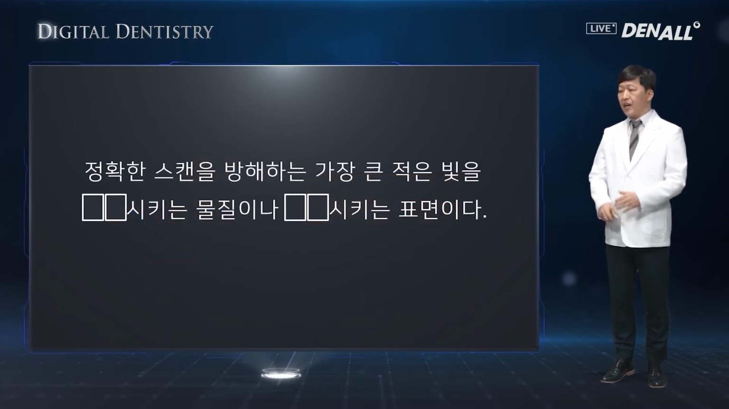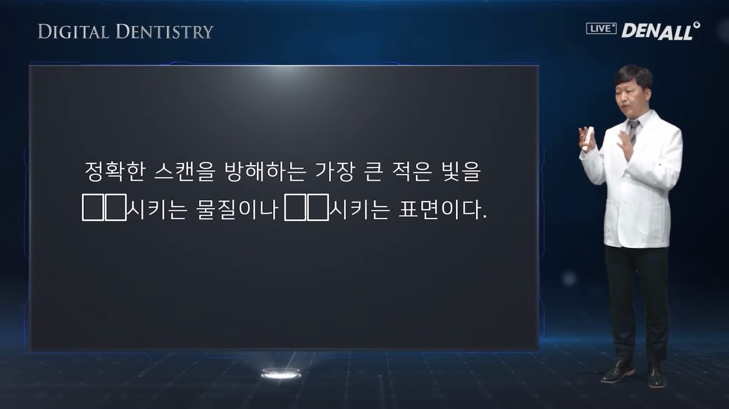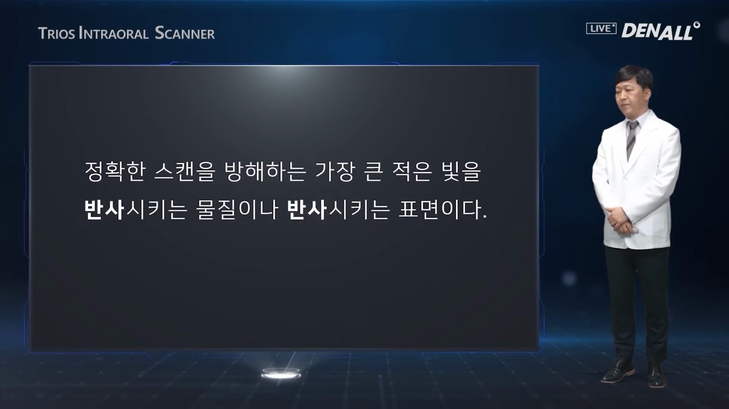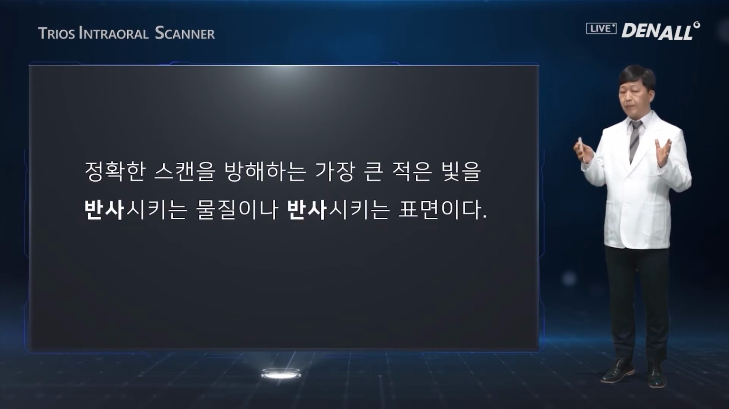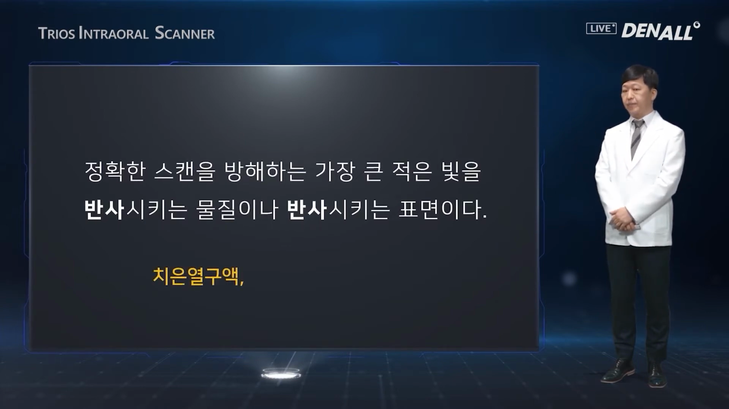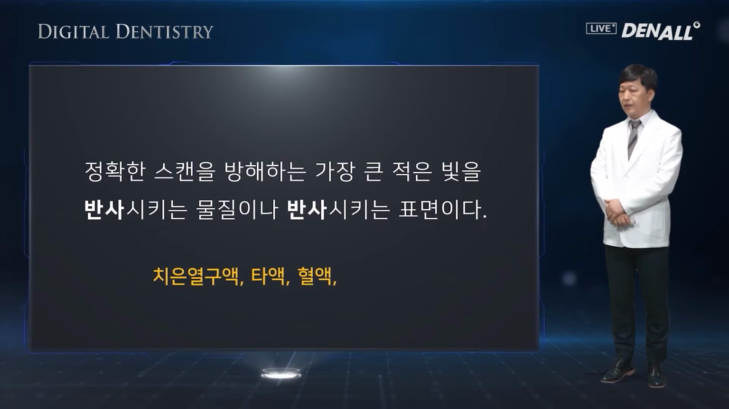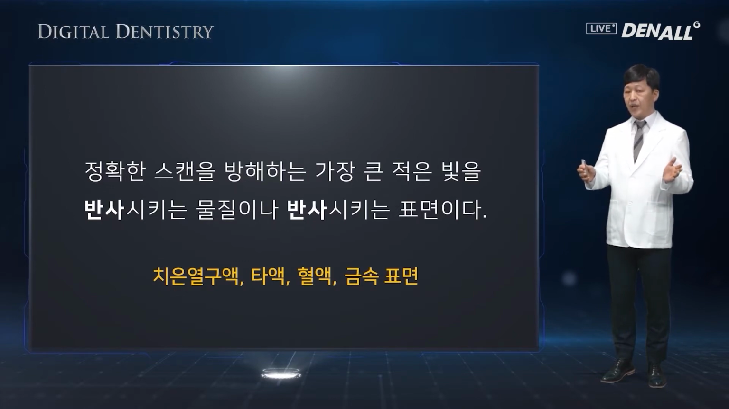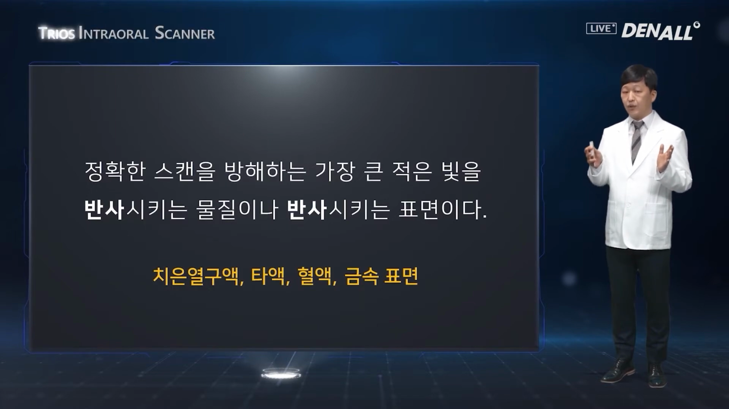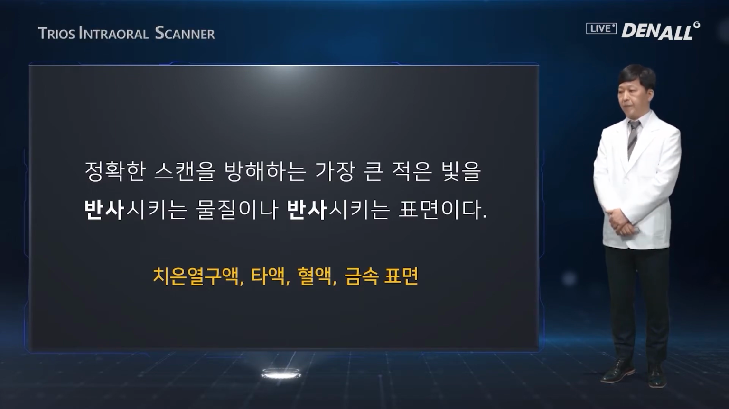This is a question. What is the biggest enemy in acquiring accurate scanning? What kind of materials or surface, in terms of interaction with the light? First, reflection. Light-reflecting materials. What would reflect light? First, the gingival crevicular fluid near the teeth, saliva, blood, and most importantly, metal surfaces and prostheses reflect the light. In that case, the scanning can be done inaccurately.